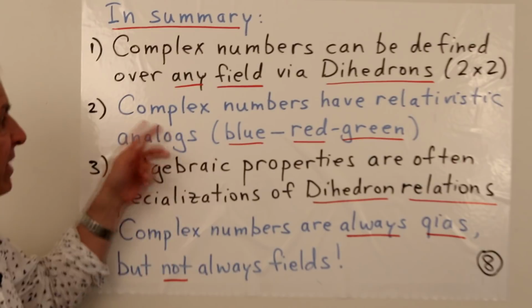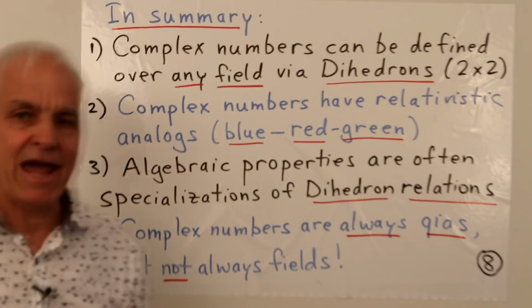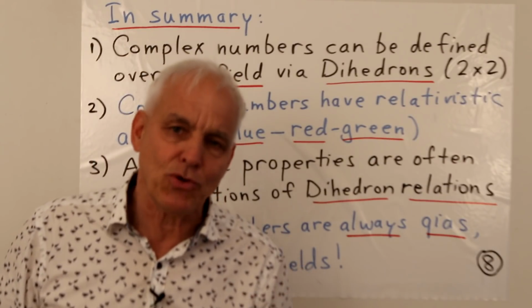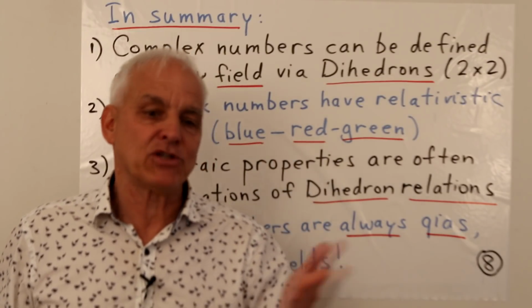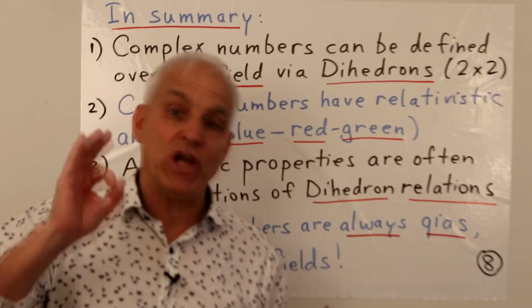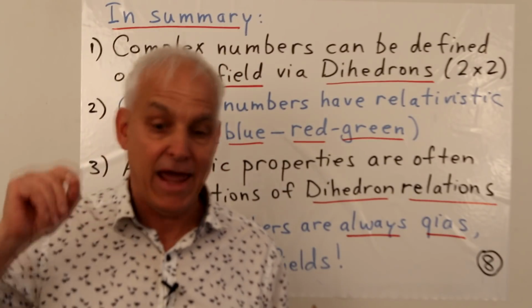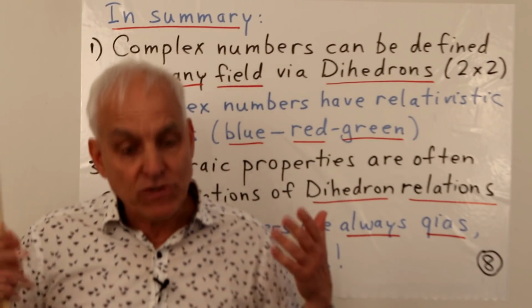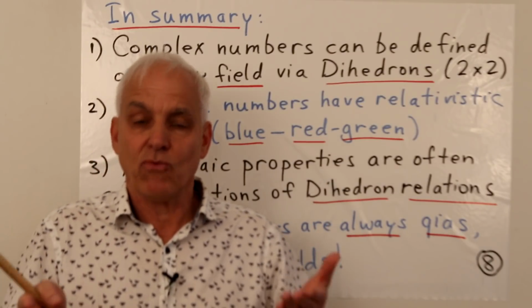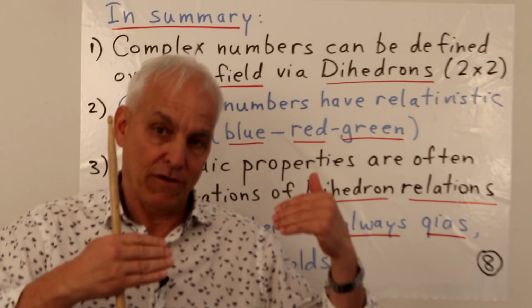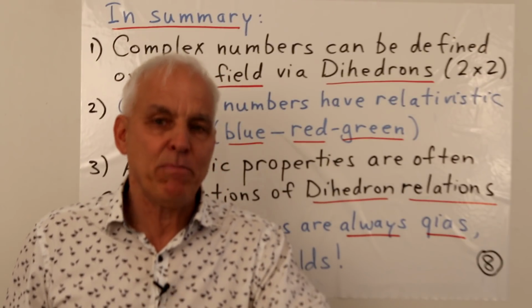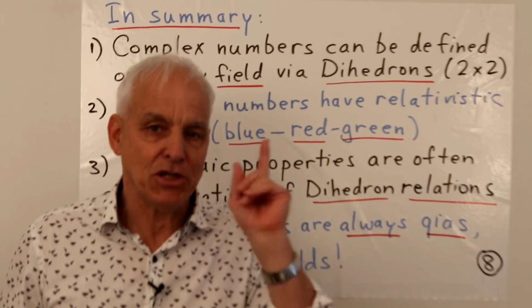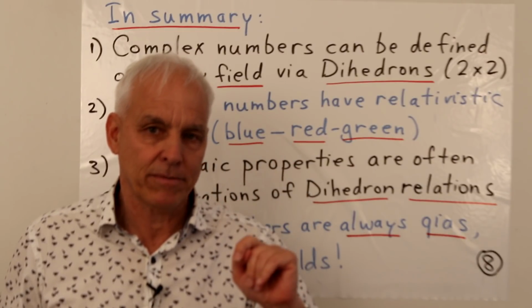Another point, the complex numbers have relativistic analogs. There's not just the usual complex numbers, people. It's not just i with i squared equals -1. There's also j with j squared equals 1 and k with k squared equals 1. And those are numerical systems which are relativistic analogs of the usual complex numbers, whose mathematical theory is every bit as rich as the usual complex number story.